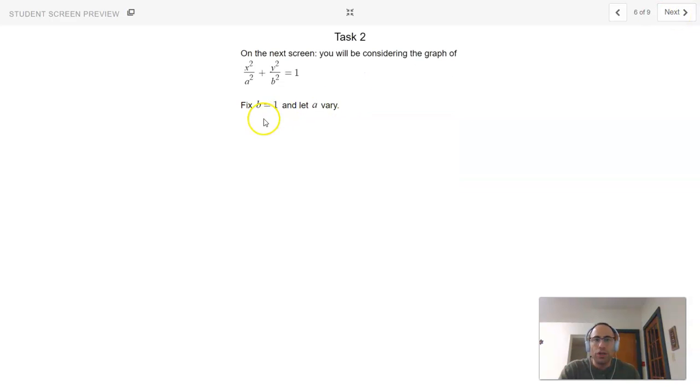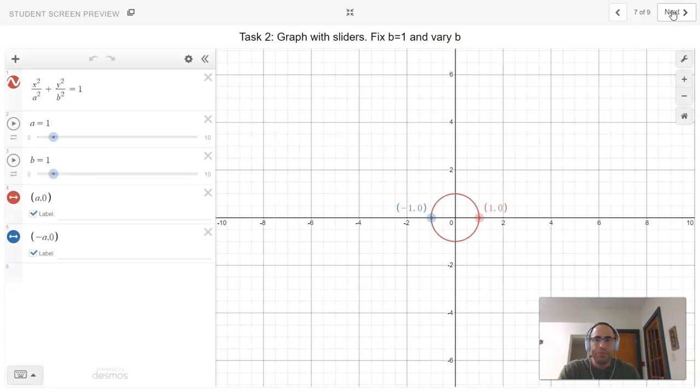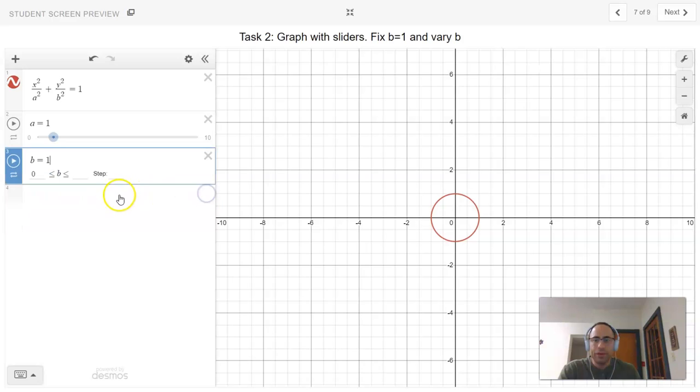So now, a and b are going to interchange roles, so to say. We're going to let b be held fixed at 1. a, we're going to let vary. Just like before, a is going to be positive, and we're going to let it vary. So, here we go. So now, that's b. b is held fixed at 1. We're going to let a vary.